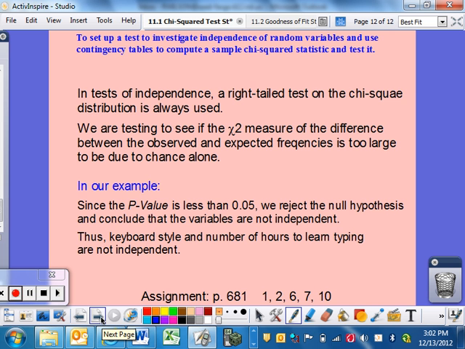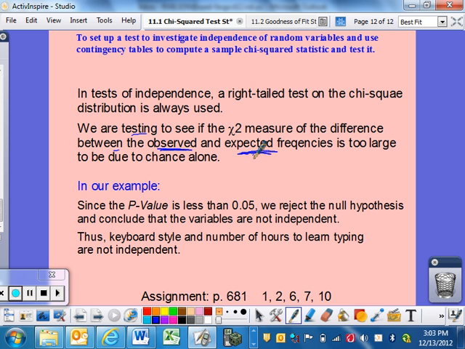Okay? So how do you finish the test? Everything that we have ever done before. So I just want to talk about this one more time. So in test of independence, a right-tailed test is always used. So you look at everything to the right. So exactly what's going up on the top of your page is what's in the right tail. You're testing to see if there's a difference between those observed values and the expecteds. Okay, we're seeing if it's too large to be just sheer chance alone.